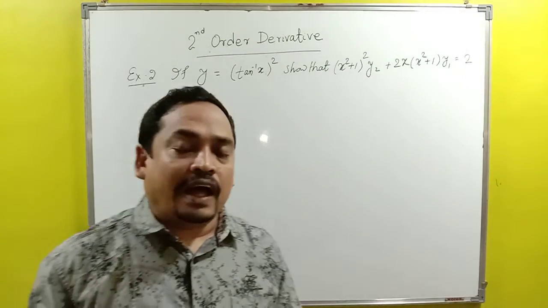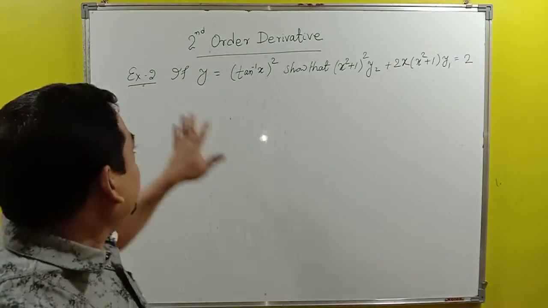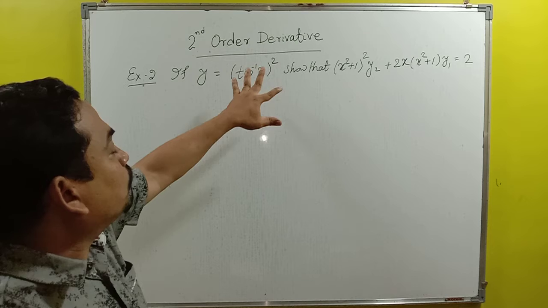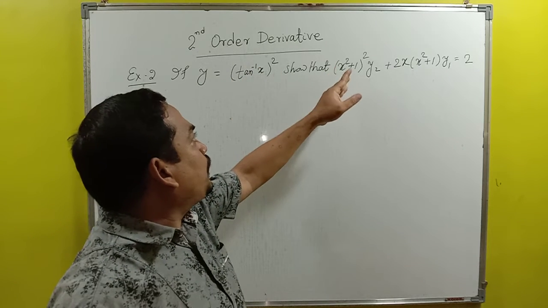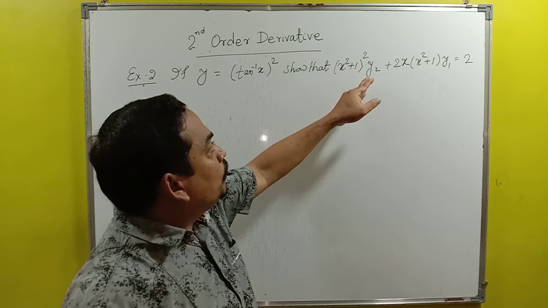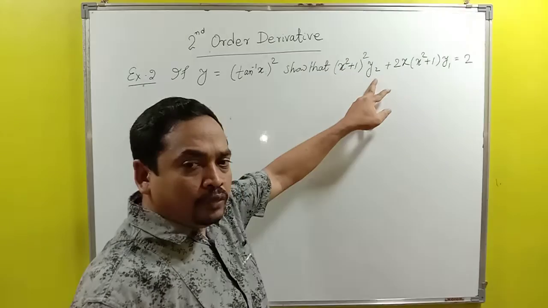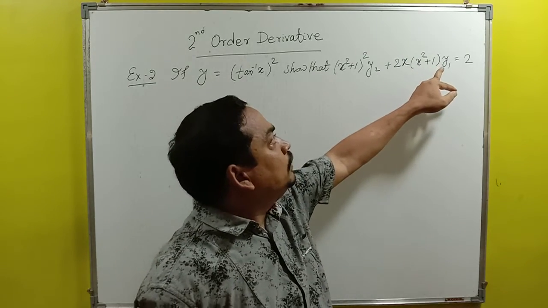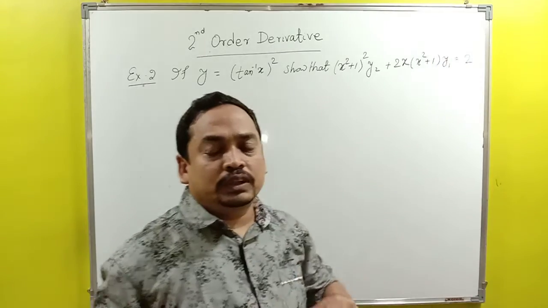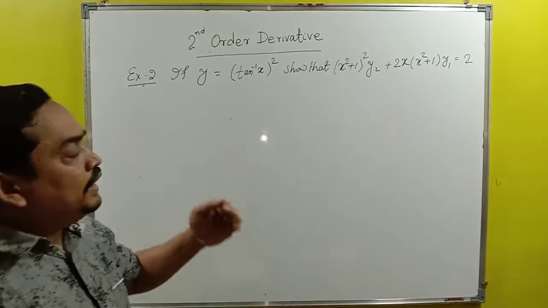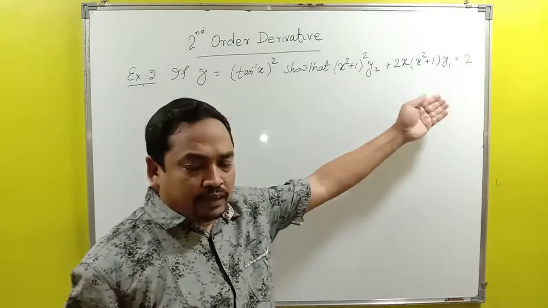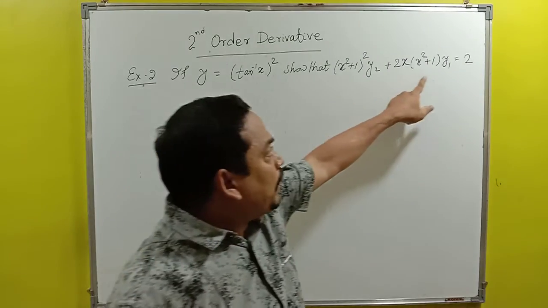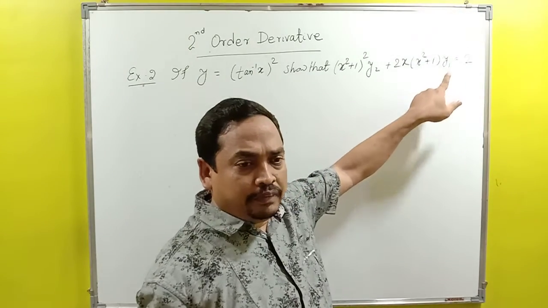Next, let us solve another example. Example 2. If y is equal to tan inverse x whole square, show that x square plus 1 whole square into y2 plus 2x into x square plus 1 into y1 is equal to 2. This is your second example. First, let us understand what y2 and y1 are. Y2 means the second order derivative, and y1 means the first order derivative.